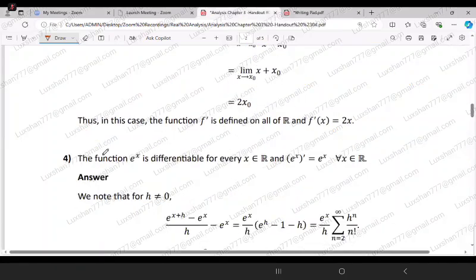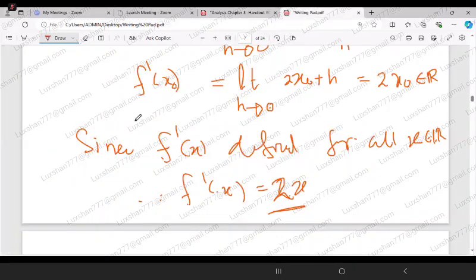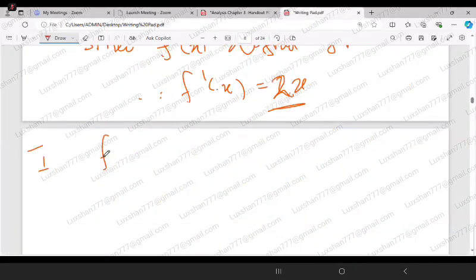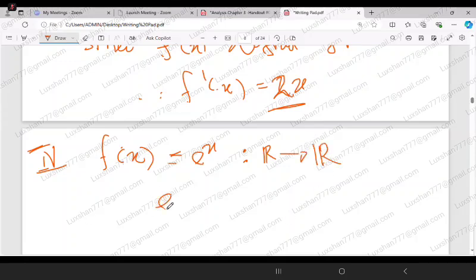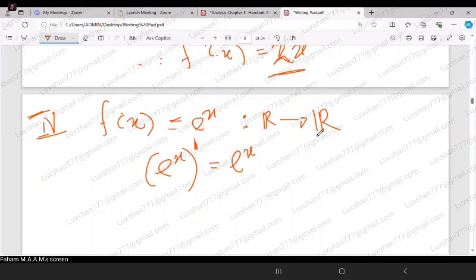And the last question here, e to the power x. So our function f x is equal to e to the power x, where it is defined from R to R. How do we want to show that e to the power x dash is equal to? So for all R, therefore we don't need to worry about this one.